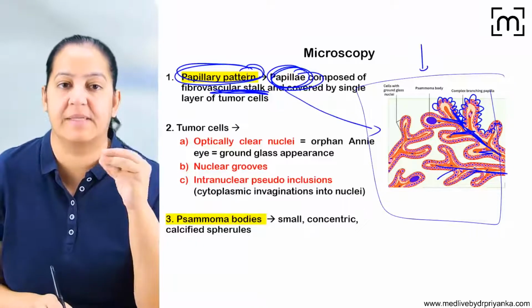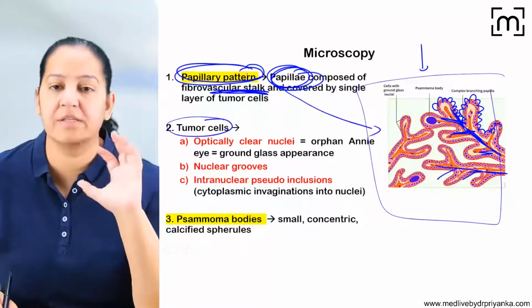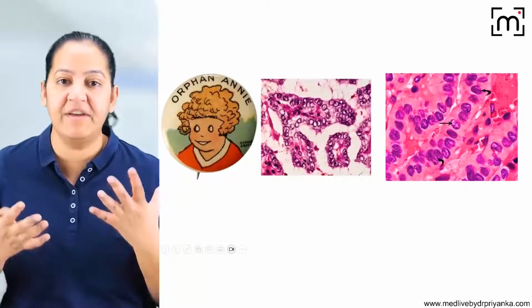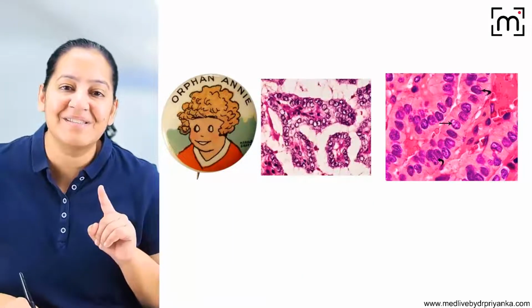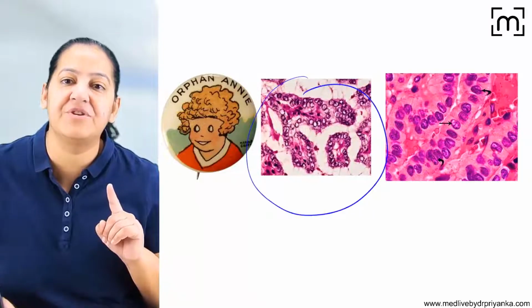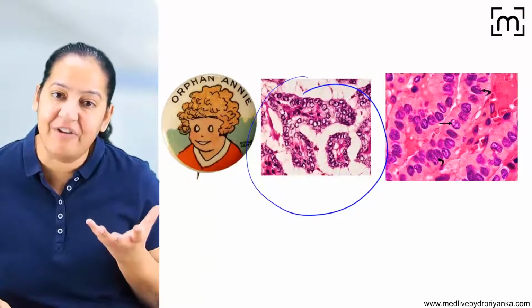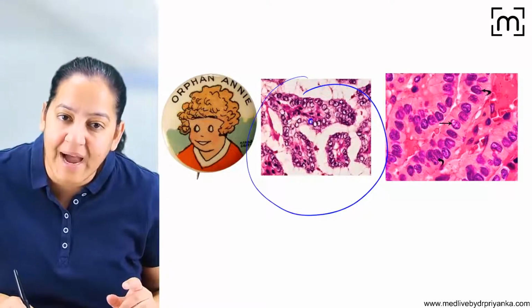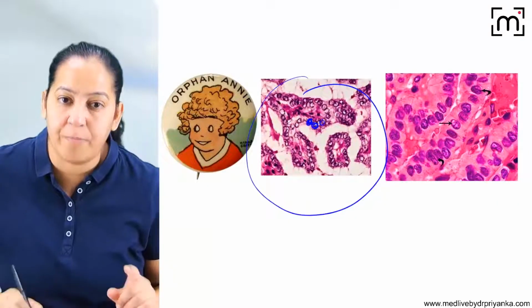Now tumor cells. Describe one tumor cell. See the nucleus of that. On the next page, I will zoom it out. Can you see we are zooming the tumor cells? Can you see this is all the papillae? The tumor cells are arranged in papillae. Now see any one of the cells. Can you see the nucleus? Highlight the nucleus. The nucleus is optically clear.